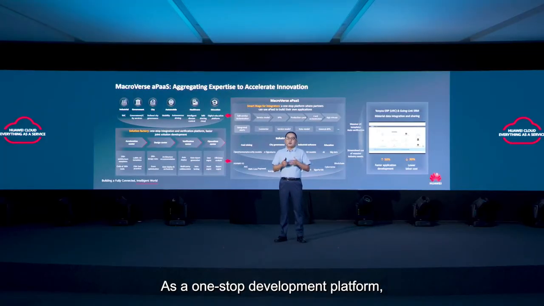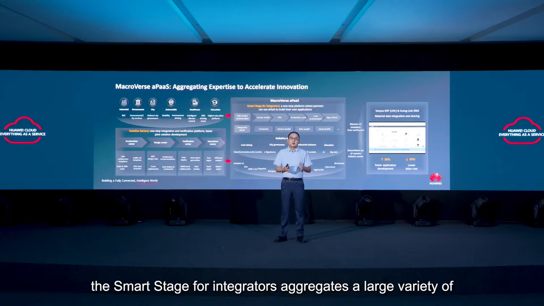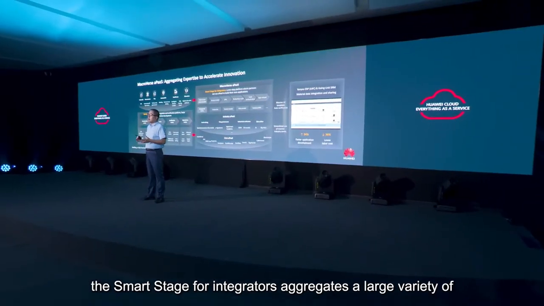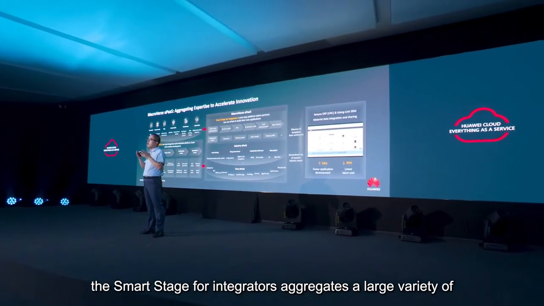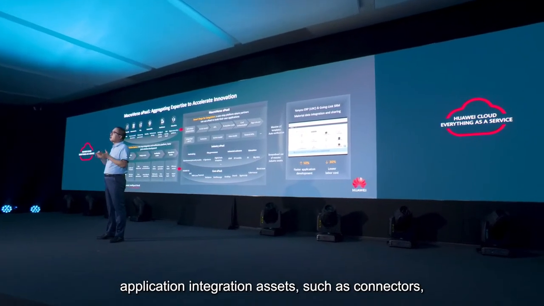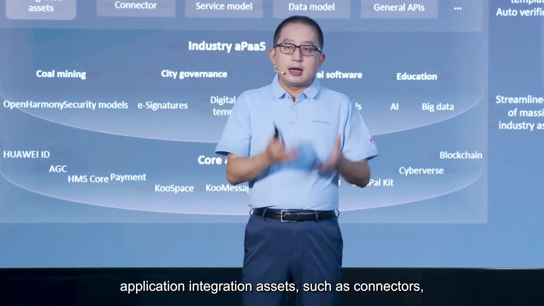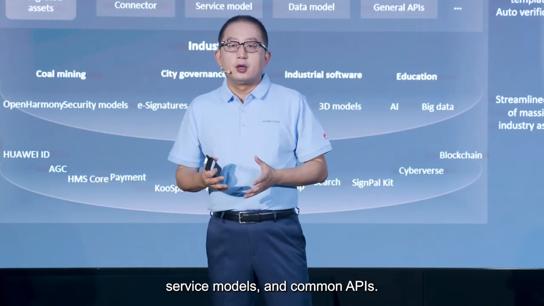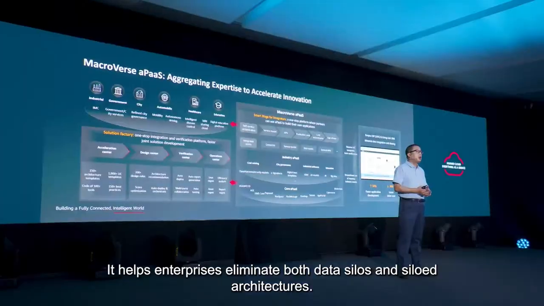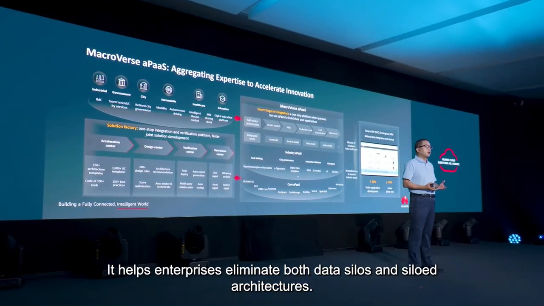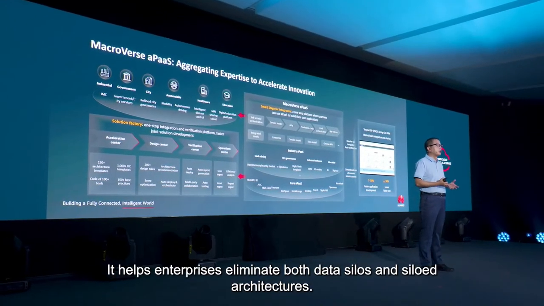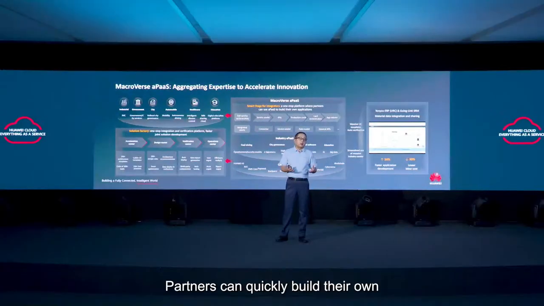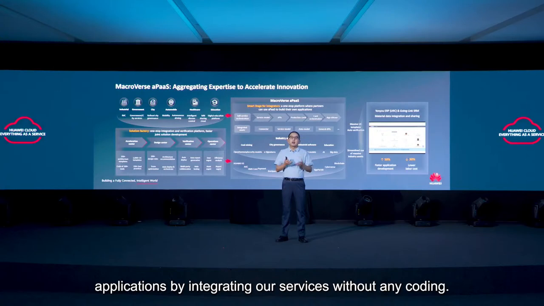As a one-stop development platform, the smart stage for integrators aggregates a large variety of application integration assets, such as connectors, service models, and common APIs. It helps enterprises eliminate both data silos and silo architectures. Partners can quickly build their own applications by integrating our services without any coding.